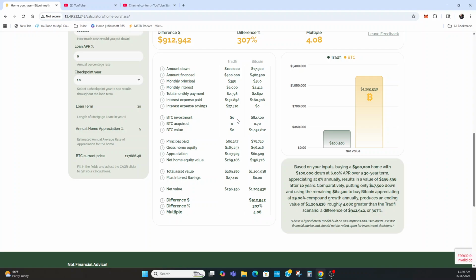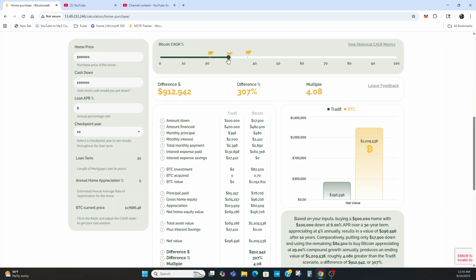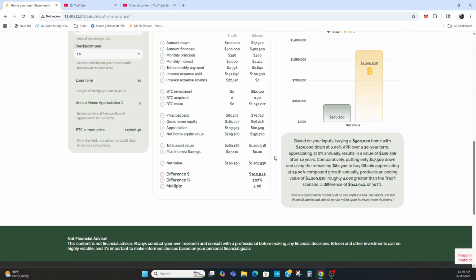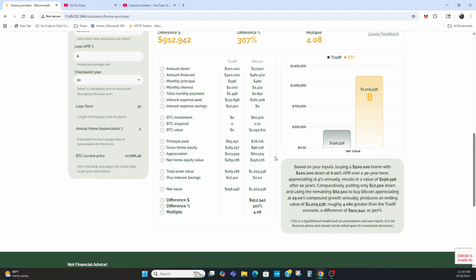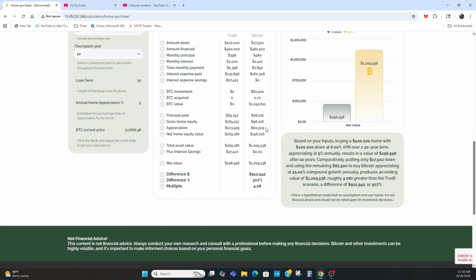But in the Bitcoin scenario, you actually took that other 82.5, and at a Bitcoin price of 117,686, that got you 0.7 Bitcoin. And if we use the 29% compound annual growth rate here times the 10 years in this checkpoint period, at the end of this 10 years, that Bitcoin's actually now worth a little over $1 million. Okay? So in the next section, you've paid more principal here on the loan where you borrowed more.